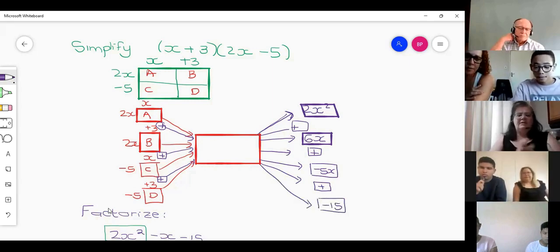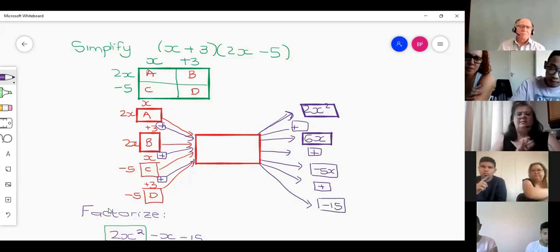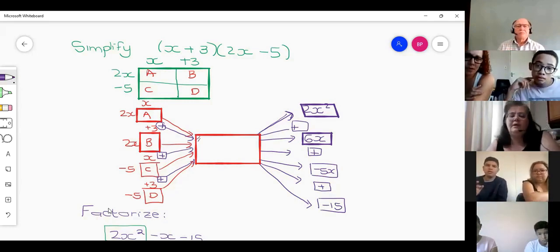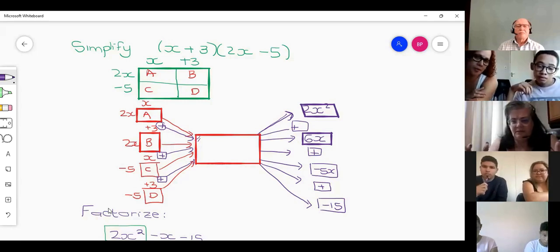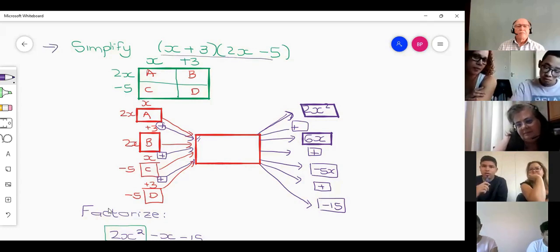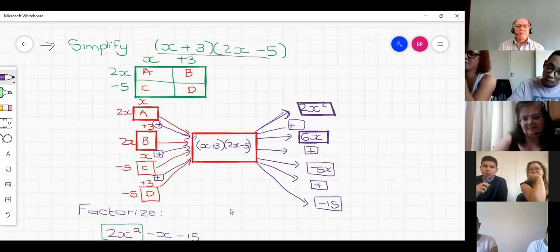Jared, what am I going to write in the big red block in here? I am not sure. Okay, so we're working out the area of a rectangle. What is the length of this rectangle? We're busy with this sum. What is the length of the rectangle? X plus 3 times 2x minus 5. Okay, good. You with me? Yeah.